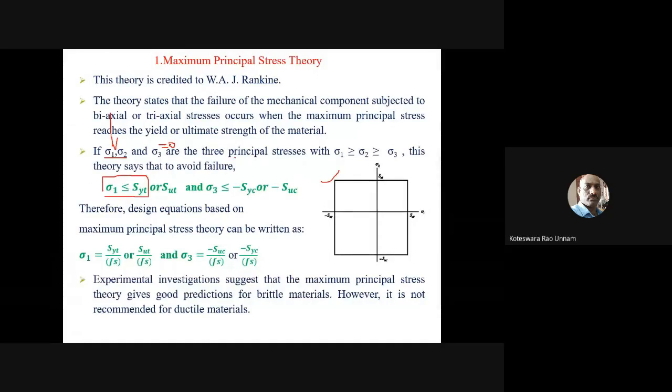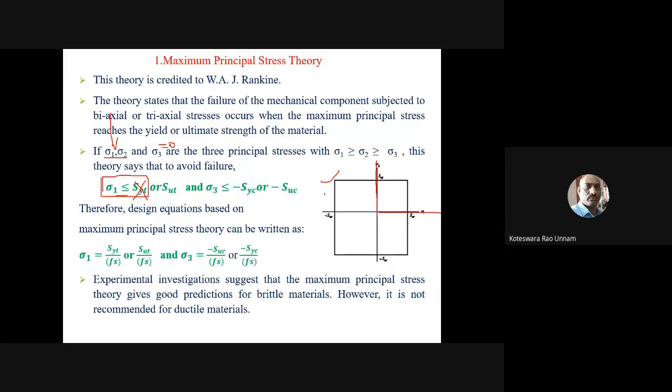If sigma 3 is 0, one of my failure equations is, if I take it as a brittle material, so I am disregarding the yield strength. So your failure equation is going to be sigma 1 is equal to SUT. So this is the sigma 1 axis, horizontal is going to be the sigma 1 axis, and the vertical axis I will take as the sigma 2 axis.